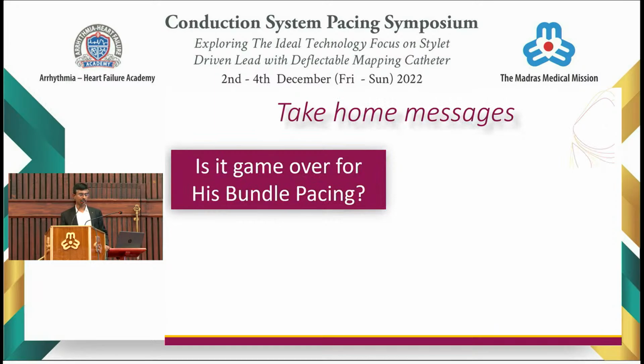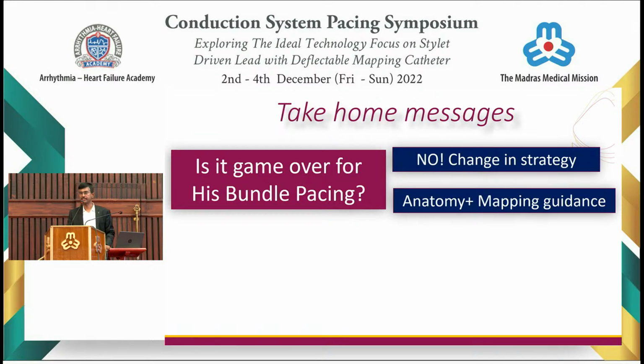So is it game over for His bundle pacing? Definitely not. It just needs a change in strategy. We have been relying on the His bundle signals that we've seen during conduction system pacing. We need to rely on additional parameters, knowing that we are dealing with a narrow target and tough anatomy in hand. I think anatomy, or tools that could aid anatomy, could be an angiogram, or a CT scan, or an on-table echo, or anything that could help us reach the portion we need to target, which, as I mentioned, is going to be the junction of the membranous and the muscular septum.